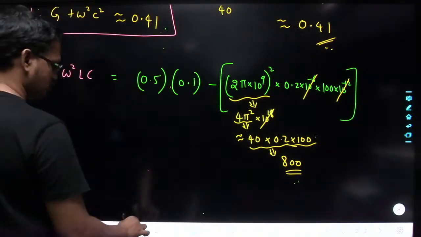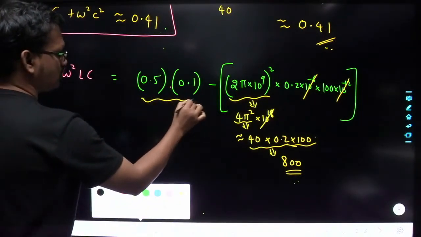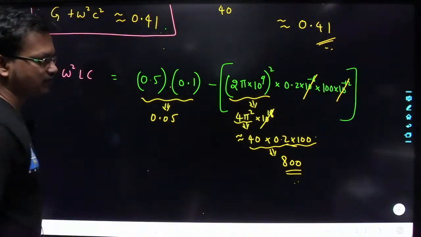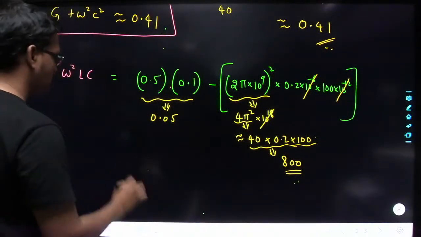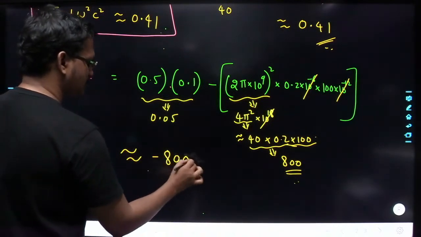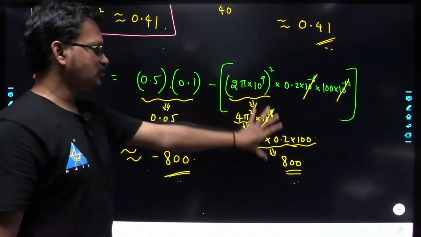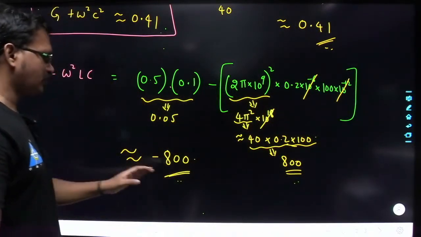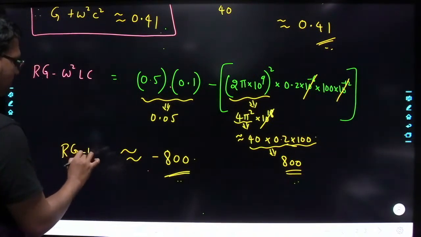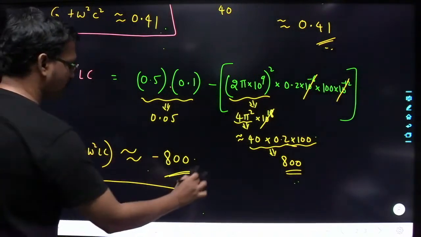Right. So this value will be 0.05. So 0.05 minus 800. This value is very large when compared to this one, so you can write approximately minus 800. So this is nothing but the Rg minus omega square Lc value. So we have determined all the three terms here.